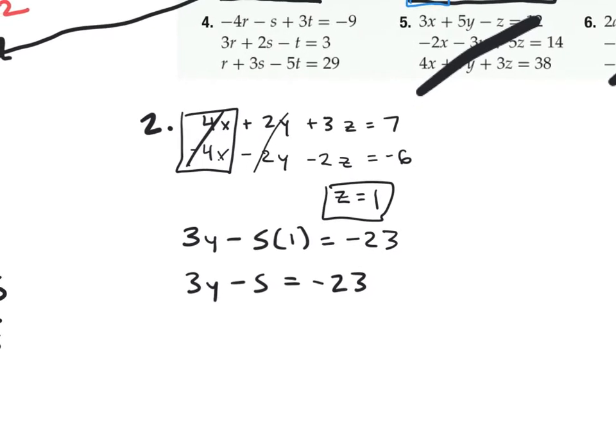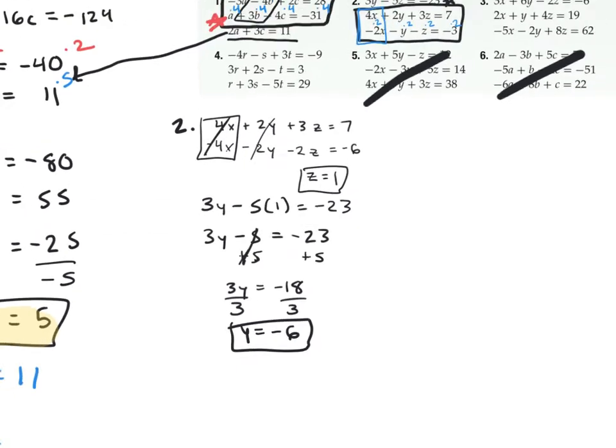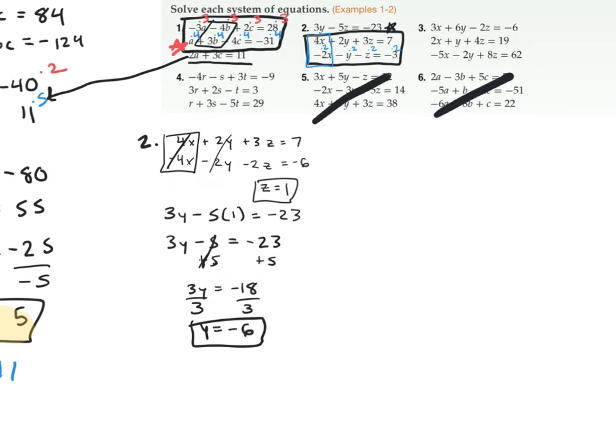What do we do next? Add 5. So 3y is equal to, what's negative 23 plus 5? Negative 18. Then we divide by 3. So what do we get for y? Negative 6. Perfect. Now that we have two variables, we can plug it into an equation with three variables. So what do you want to plug it into? The third one, sure. We can plug it into the second or third, doesn't matter. But let's plug it into the third.